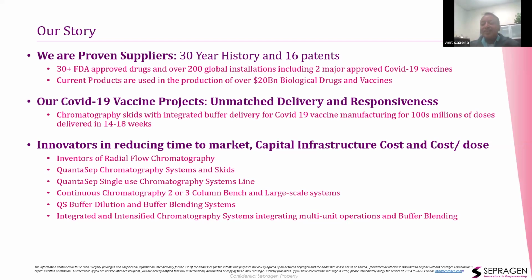So before we do that, a little bit about Sepragen, who we are. We are a company with a 30-year-old history. We have 16 patents, many more in the process of being filed. Our products, particularly these radial flow columns that I'm going to talk about today, are today used in 30 plus FDA-approved drugs. Okay, so these are commercially approved drugs. So if you have questions like whether it's scalable, whether it can be used for GMP, those can all be put to bed right here.